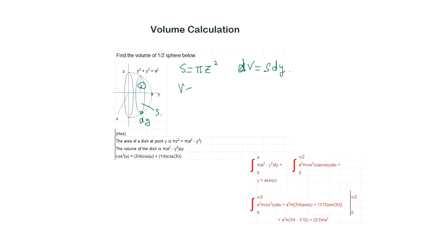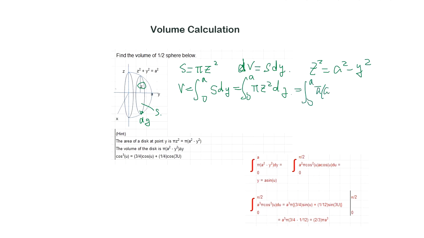So the volume is going to be the integral from 0 to a of S dy, which is the integral from 0 to a of pi z squared dy. The z squared is a squared minus y squared, so it's going to be the integral from 0 to a of pi times a squared minus y squared dy, right?